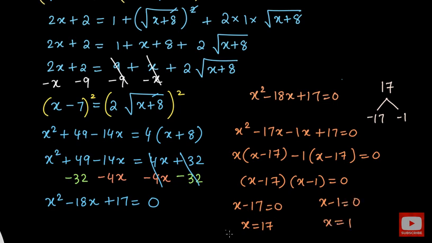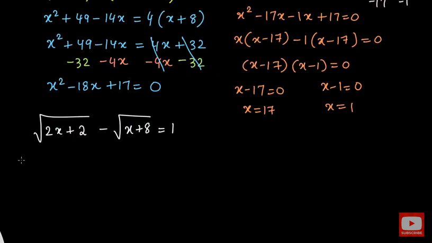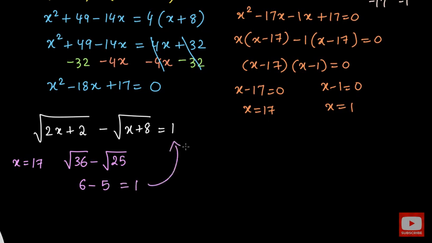Okay, so looks like there are two possible values of x that can satisfy the equation, but we should always go on and verify if these values satisfy the equation or not, especially when we have a radical equation here. So let's verify this. If I take x equal to 17 and substitute it in this equation, 2 times 17 is 34, 34 plus 2 is 36. So square root of 36 minus square root of 17 plus 8, which is 25. So square root of 36 is 6 minus square root of 25 is 5. So 6 minus 5 is equal to 1. So we are getting the result as 1 here, which means x equal to 17 is a possible solution.